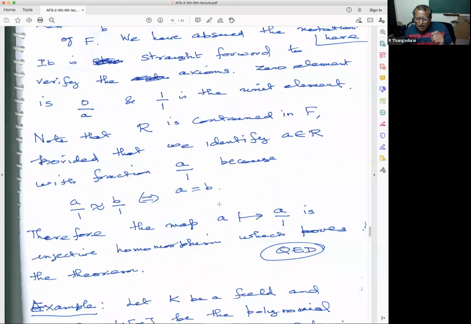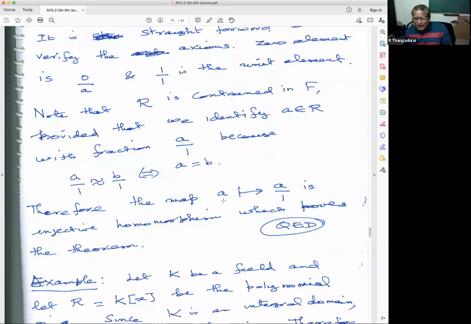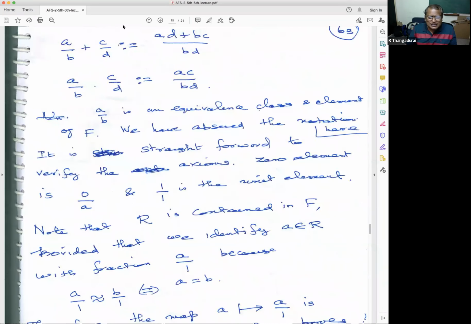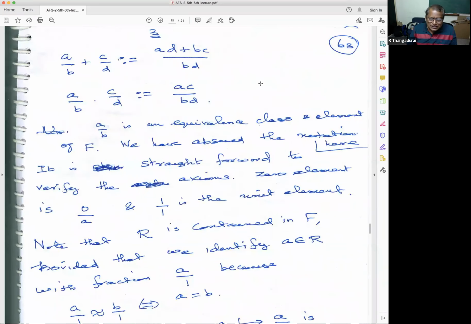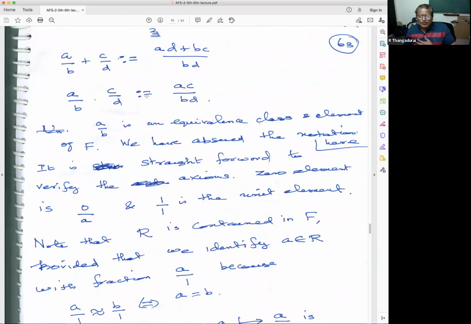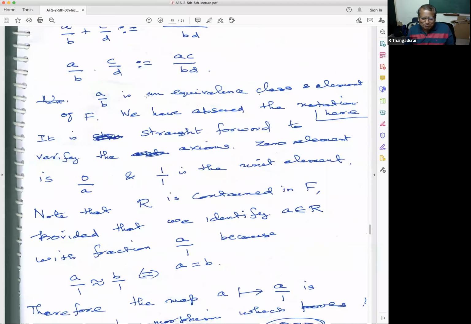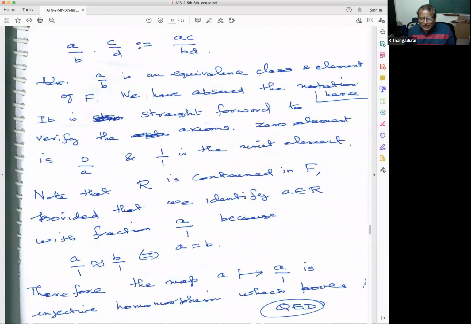So how do we give a map from R to F? A goes to A by 1, the fraction. This is an injective homomorphism. The only thing I have not checked is that with respect to addition it's a group, and with respect to multiplication also, it's a commutative thing. It's a field indeed, but I have not checked it. I just overboarded.